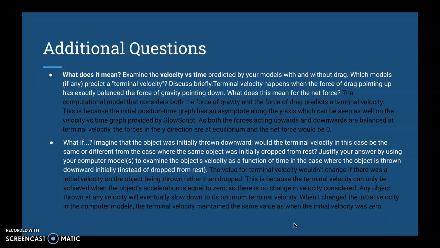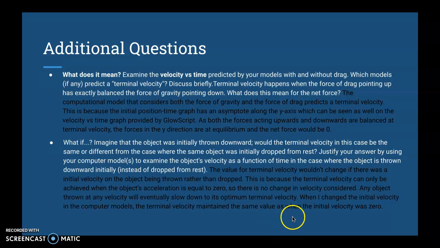Similarly, the value for terminal velocity wouldn't change if there was an initial velocity on the object being thrown rather than dropped. This is because the terminal velocity can only be achieved when the object's acceleration is equal to 0, so there is no change in velocity considered. Any object thrown at any velocity will eventually slow down to its terminal velocity. When I changed the initial velocity in the computer models, the terminal velocity maintained the same value as when the initial velocity was 0.